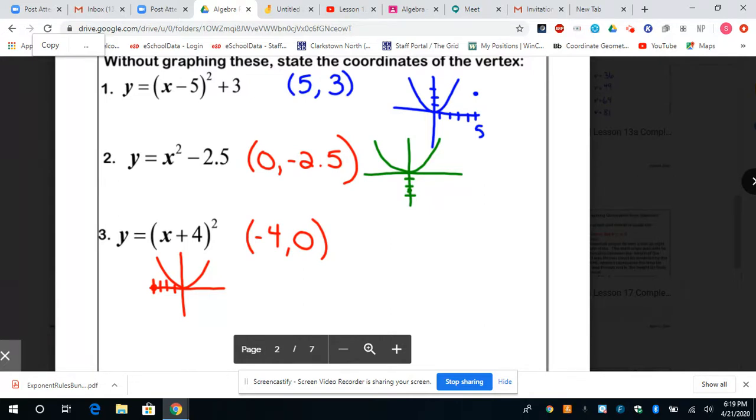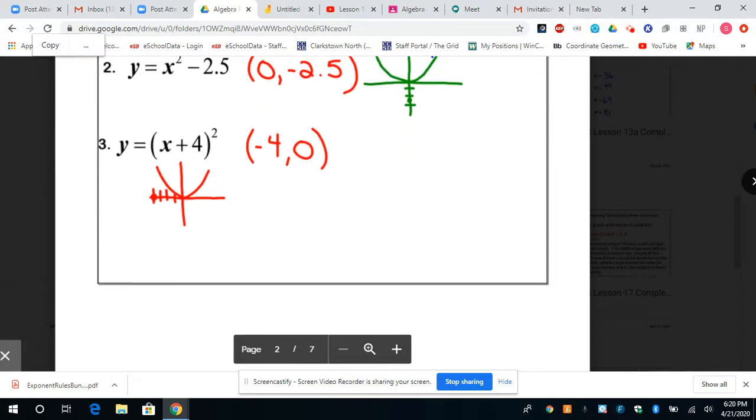So for number 2, we have just an x squared. There's no parentheses, so then it's technically (x + 0)². So 0 is the x value of the vertex, and then the number outside is the y value, so -2.5. And number 3, again, you're just taking notes. Write the original, write the vertex, so you have it in your notes.